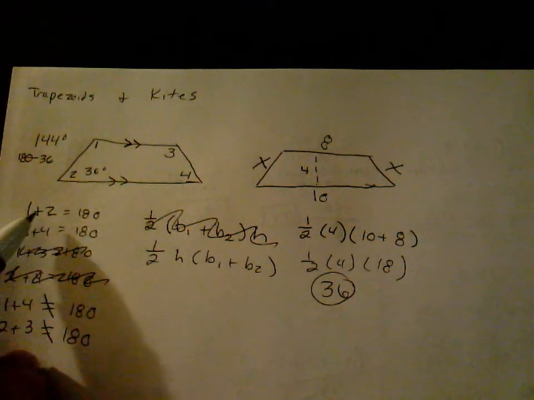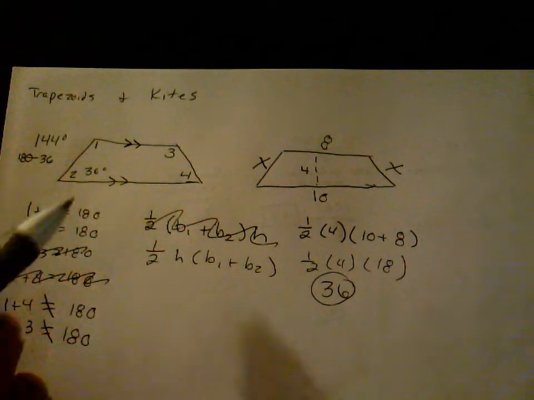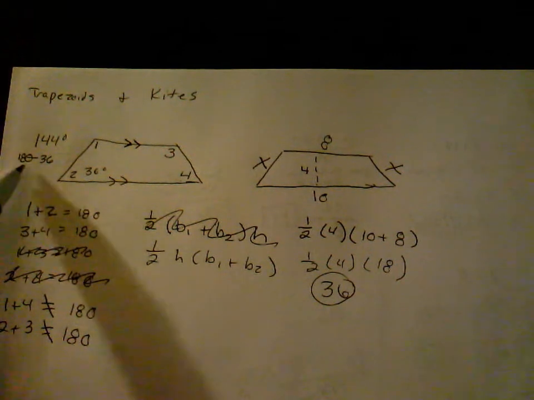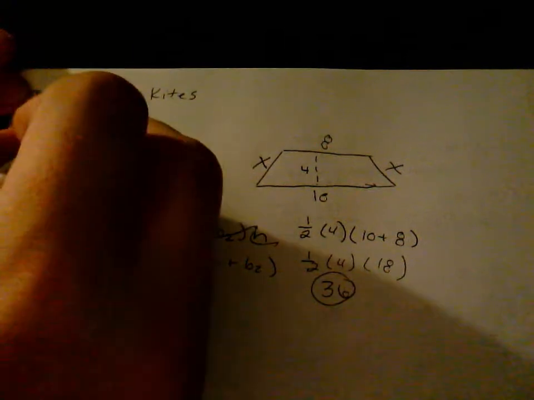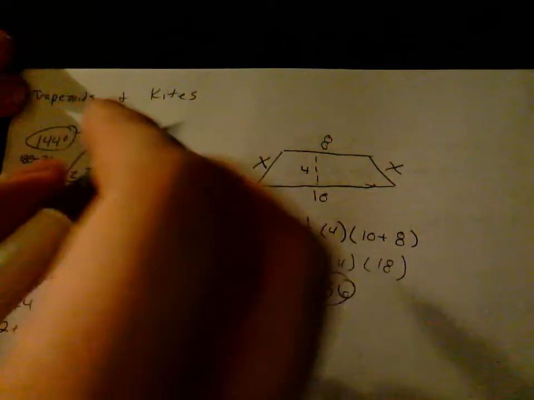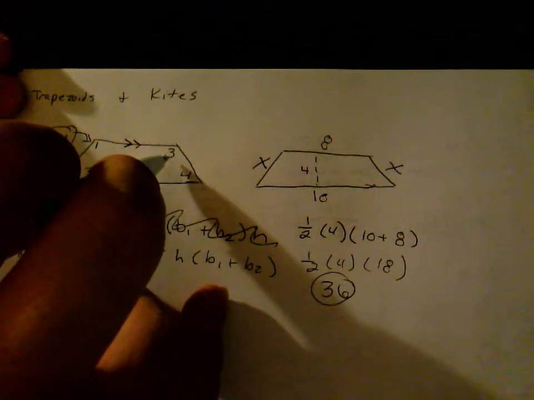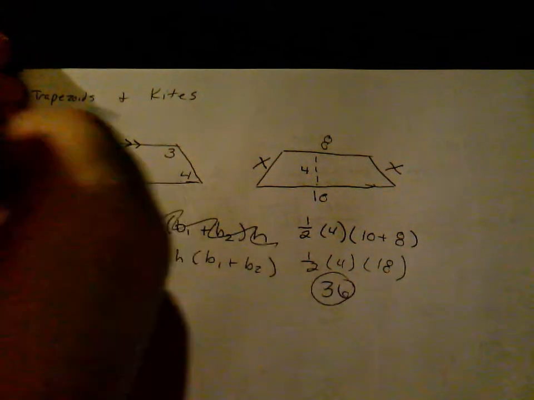Well, we know angle 1 plus angle 2 equals 180. So we can take 180 and subtract 36, and we would get 144. So angle 1 would be 144. Same thing for 3 and 4. If I knew one of the angles, all I have to do is take 180, subtract the angle I know to figure out the other angle.